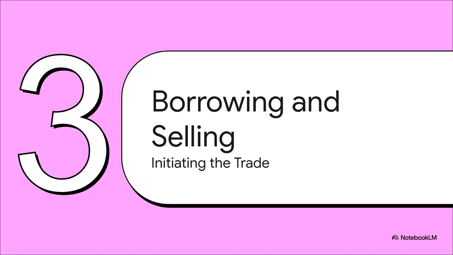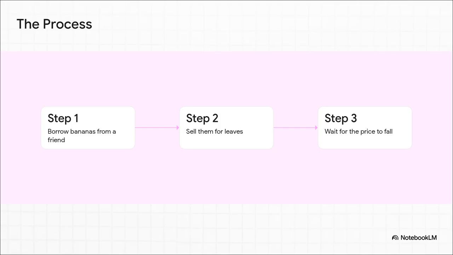Section 3. Borrowing and selling. Initiating the trade. To actually bet against this banana, our monkey does something pretty counterintuitive. First, he borrows a banana from his friend. Notice he doesn't buy it, he just borrows it. Then he immediately turns around and sells that borrowed banana to someone else at today's high market price, securing a massive pile of leaves. And finally, he waits. He has just sold something he literally does not own, and now he owes his friend exactly one banana.